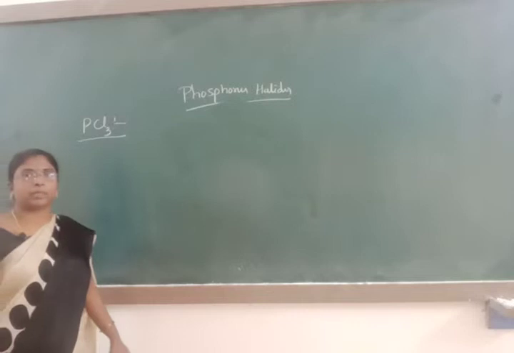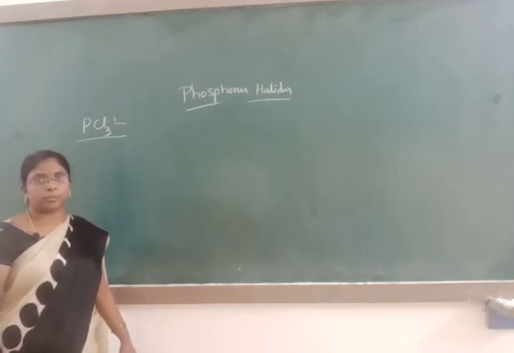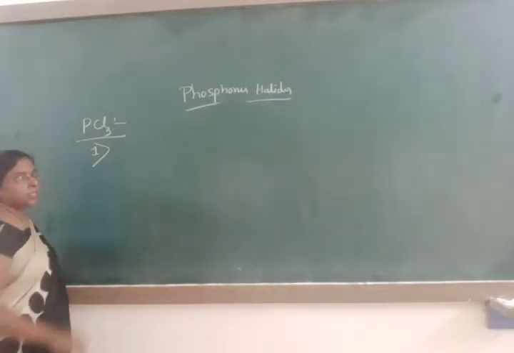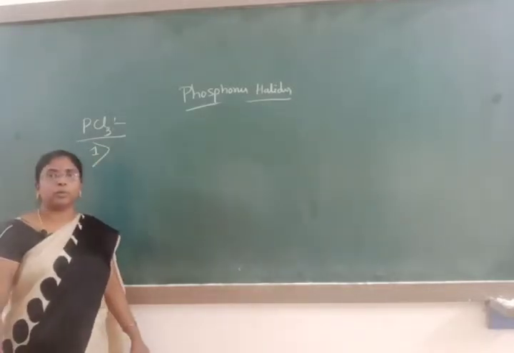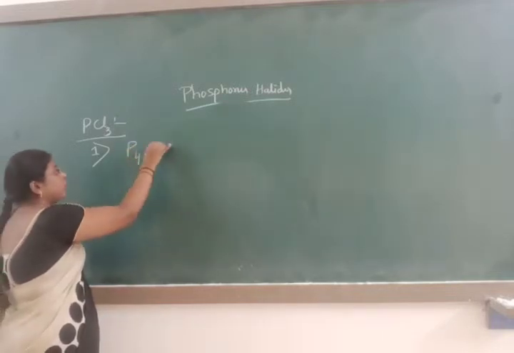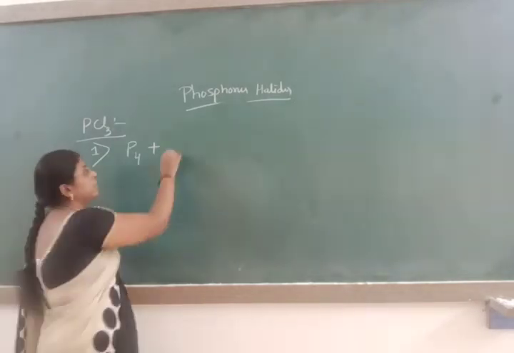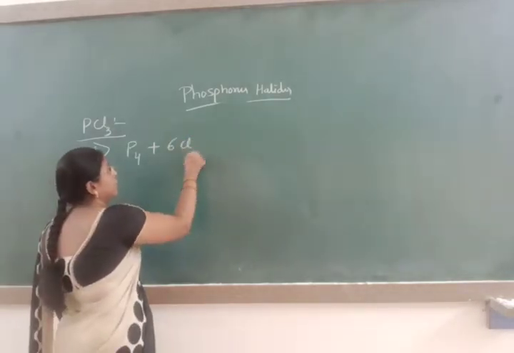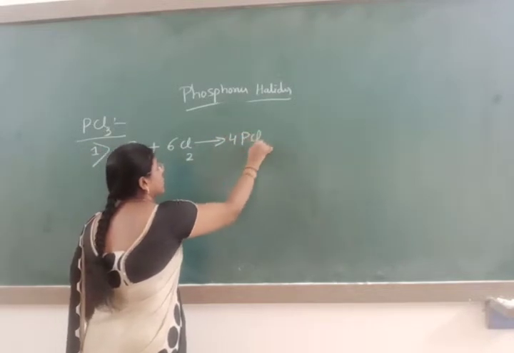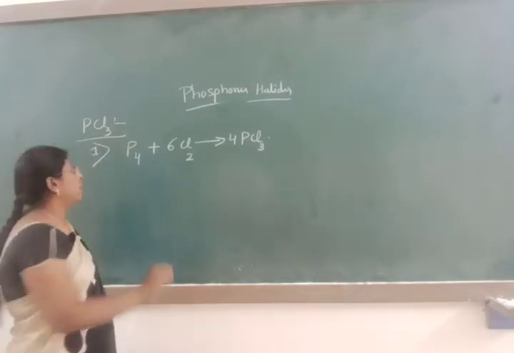Phosphorus trichloride. Let us see some of the laboratory methods of preparation of phosphorus trichloride. We can prepare phosphorus trichloride by using white phosphorus. White phosphorus on heating with dry chlorine gas gives phosphorus trichloride. This is the first method.